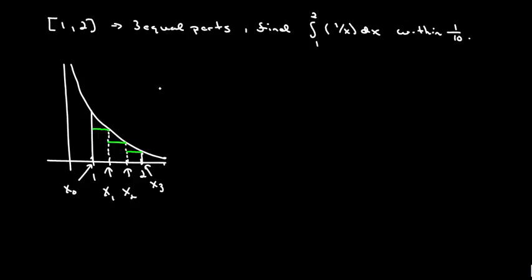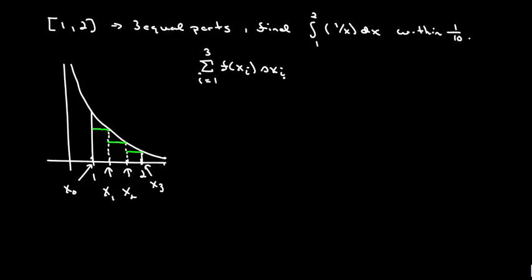I'm going to write it out using all the notation so that you get used to this. For the lower one, we want to sum from i equals 1 to 3. We want to be using the right-hand pieces here, so x1, x2, x3. So what we want is the function at xi times delta xi.